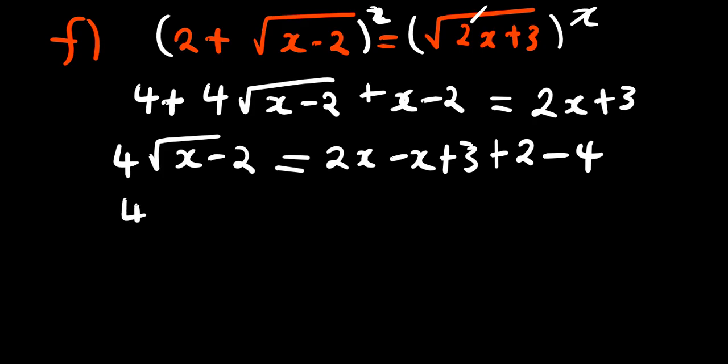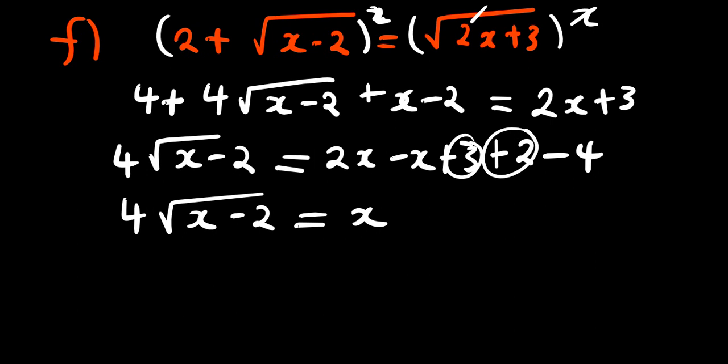So I'm going to say 4 root x minus 2. This expression is equal to 2x minus x, that's just x. Then 3 plus 2, that is 5. 5 minus 4, what is it going to give us? 3 plus 2, that is a 5. A 5 minus 4, that is just a 1. Okay, plus 1, like that.